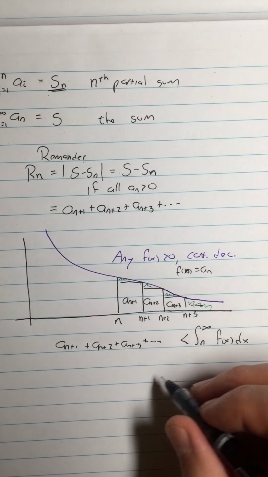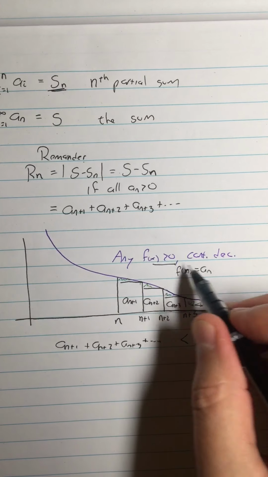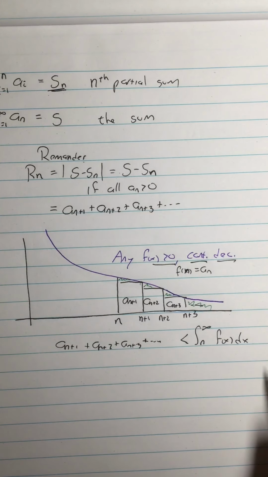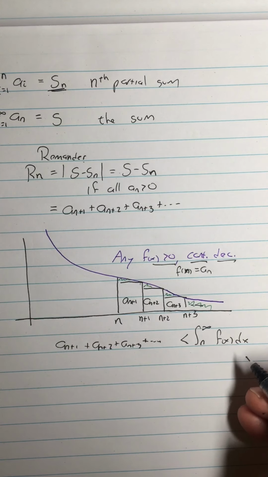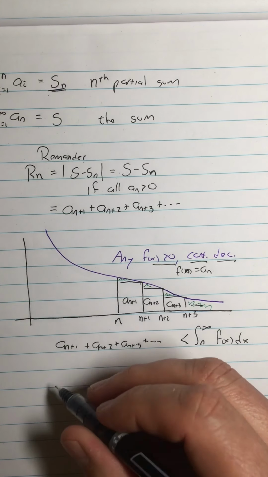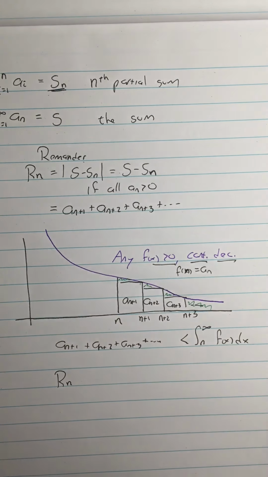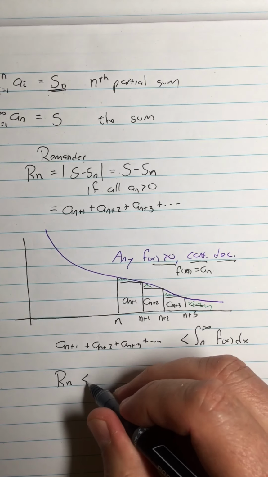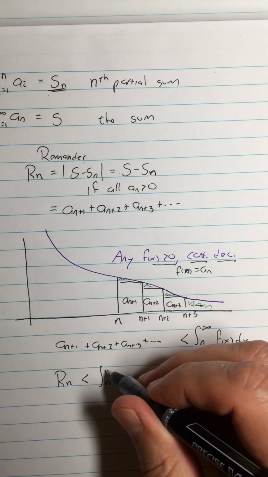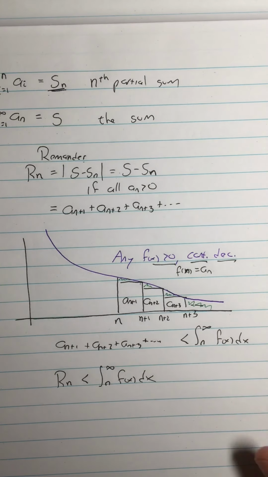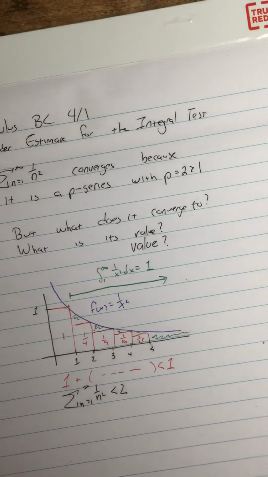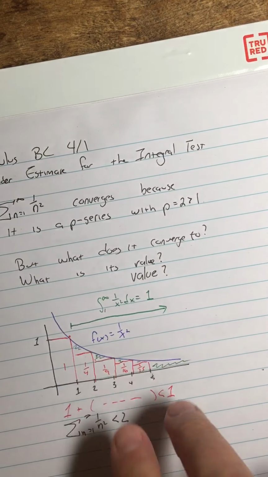So this is telling you that for a positive continuous decreasing function that matches the terms of the sequence of a series, the remainder that you get from using only finitely many terms of the series is less than the integral from n to infinity of f of x dx. All right, so this is something called the remainder estimate for the integral test.